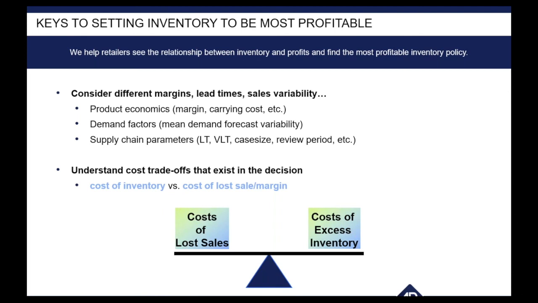We take these three areas of inputs and we incorporate them in this stochastic optimization, which yields the optimal trade-off between cost of inventory and cost of lost sales margin. And as I'm running out of time, I'd like to wrap it up here and open the session for any questions.